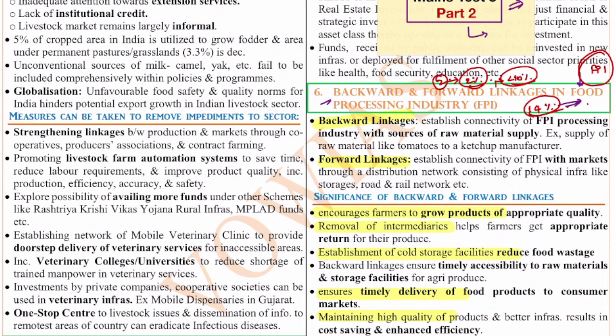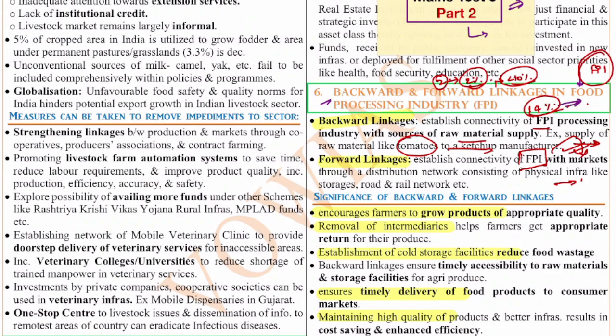Coming to this specific question, backward linkage is the establishment of connectivity of the food processing industry with the raw materials, as I just discussed. It is the supply of raw materials like tomatoes to the ketchup manufacturer. This is a simple example. Forward linkage is the food processing industry connecting with the markets through various distribution channels and networks and physical infrastructure like storage infrastructure, road, rail, etc. This is a forward linkage.